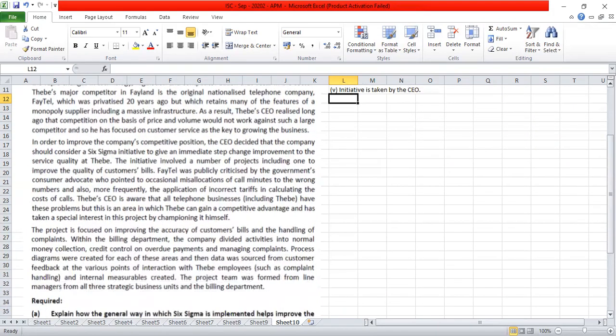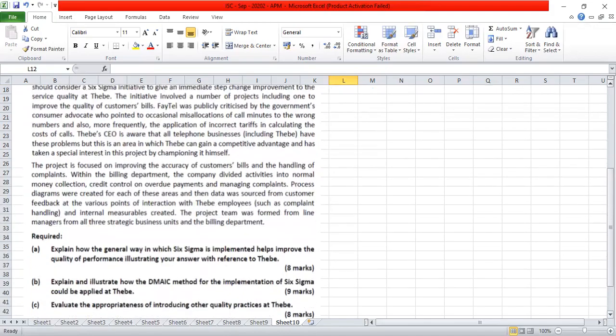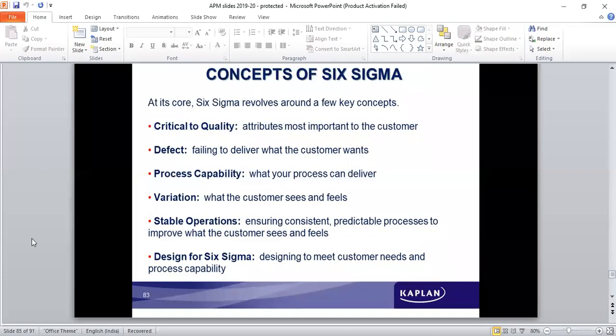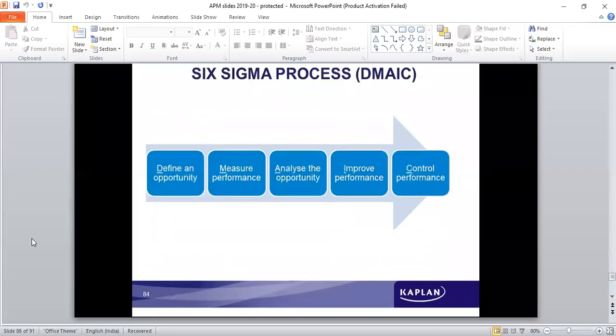So that is how many marks question? 8 marks. Right? Next, 9 marks question. Explain and illustrate how DMAIC method for implementation. Okay. First, let's see the explanation of what is DMAIC.